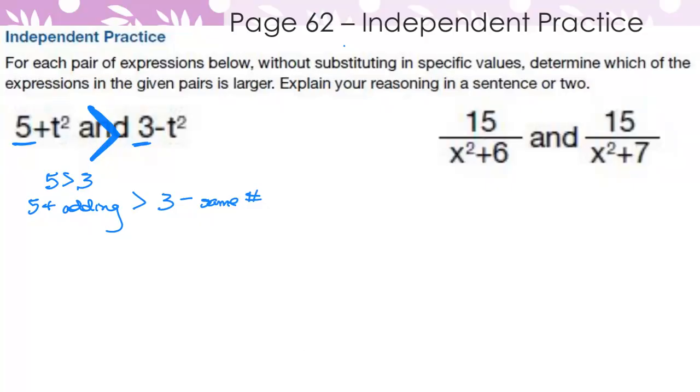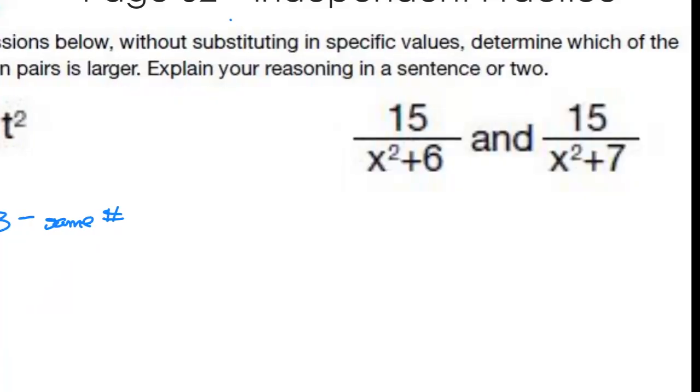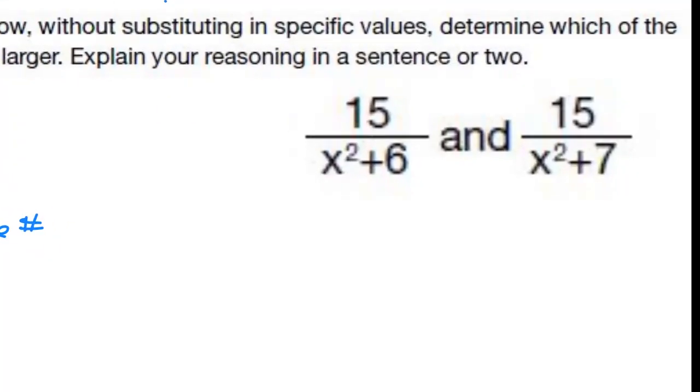All right, let's take a look at the second one. 15 divided by x squared plus 6, or 15 over x squared plus 7? Which is larger? This one's a little trickier. Think of these as representing maybe some kind of candy bar, and you want the most of that candy bar that you can get.